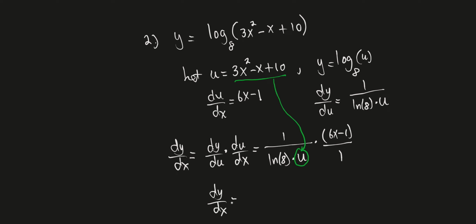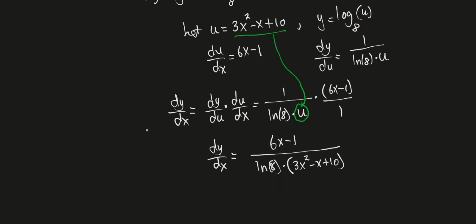So dy dx is we have the 6x minus 1 in the numerator, and then it's all over the natural log of 8 times the quantity, and I have to make sure that I'm going to multiply the entire u, which is our quadratic, 3x squared minus x plus 10. Right? Let me extend the line there. So that's the derivative of this function. And it turns out if I had absolute values around it, it would be exactly the same, right?